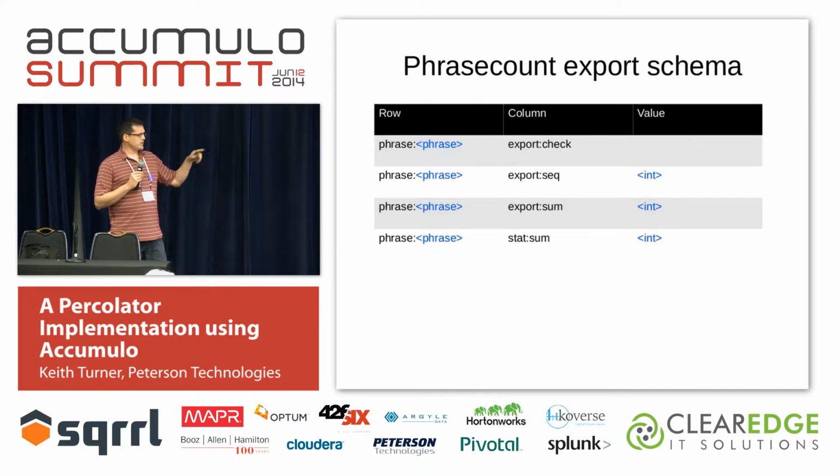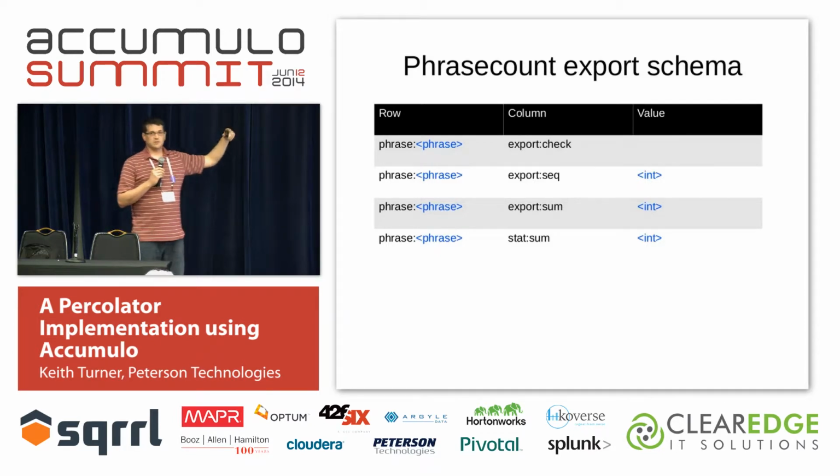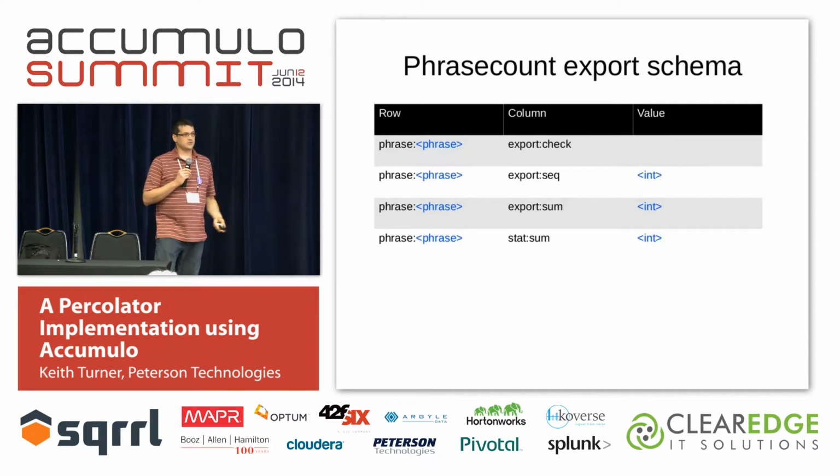And I don't think I mentioned this earlier. The export check column is what triggers an observer. So whenever a new phrase comes in and it gets updated, I'll actually set that special column, and that triggers the observer to run and look at it and try to do the export.